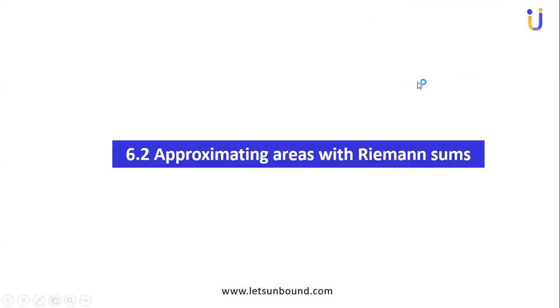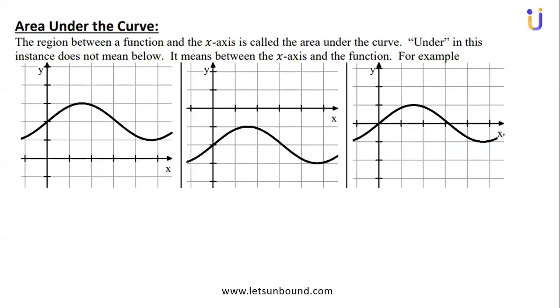Now, 6.2, approximating areas with Riemann sums. Previously we did area under a curve. We have some techniques called Riemann sums, and let's understand. First, area under a curve means the area between your x-axis and your curve. So this area is what we mean by area under a curve.